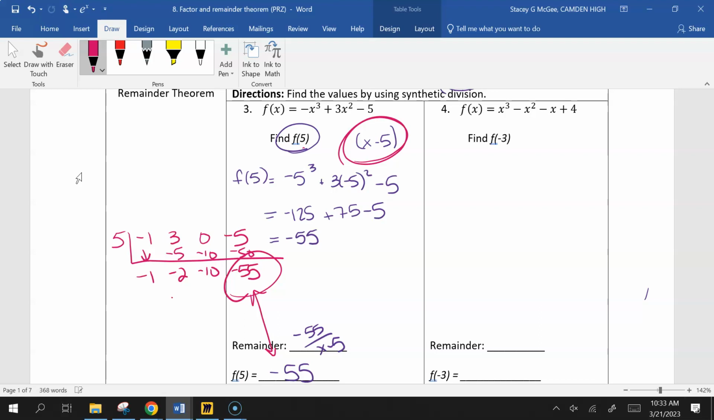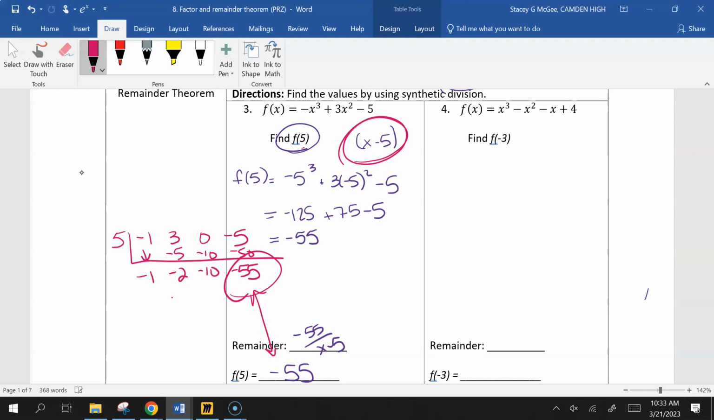Everybody clear on what remainder theorem does? Gives me the value of the remainder without actually having to divide. I can just plug in. Everybody okay? Can you all tell me what we're dividing by when we do that? Do you understand where the x minus 5 is coming from? You understand where everything's coming from? Everybody good? No?